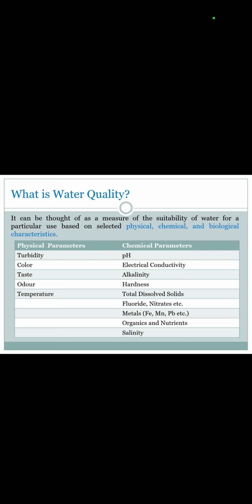Physical parameters are parameters like turbidity, color, taste, odor and temperature. These are parameters which we can assess by a sense of smell, by merely looking at it, by a sense of taste. These are physical parameters as opposed to chemical parameters, which are pH, electrical conductivity, alkalinity, hardness, total dissolved solids, fluorides, nitrates, metals, which could be iron, manganese, lead, etc., organics and nutrients, and saline water intrusion in coastal aquifers.